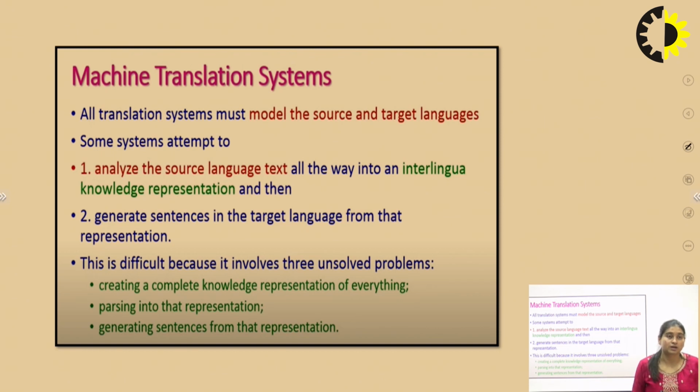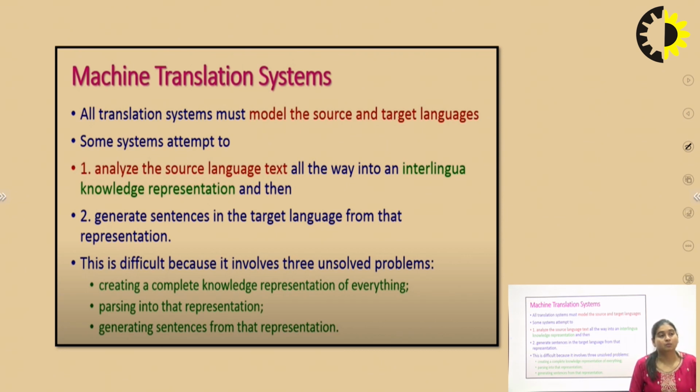So these are the steps in the MT systems. Firstly, one has to analyze the source language text all the way, and secondly, it has to generate the text in the target language. So there is a source language, there is a target language. For example, if someone wants to convert a sentence in English to a sentence in French, the English sentence is the source language, or we can say it's the source text, and we want to convert it into the target language, that's the French language. So these are the two steps in this.